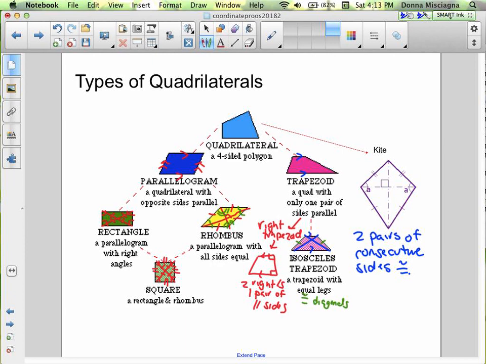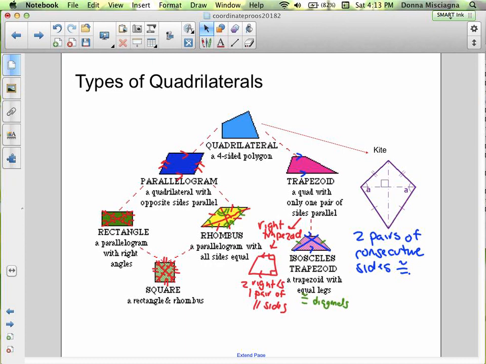Now, because it has those two pairs of consecutive congruent sides, it does have perpendicular diagonals, and the diagonals also bisect the angles. So that's why it's not enough to prove that a figure has perpendicular diagonals and call it a rhombus, right? Because the kite has perpendicular diagonals.